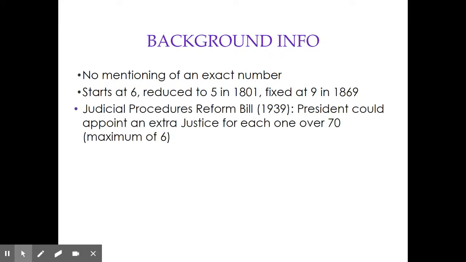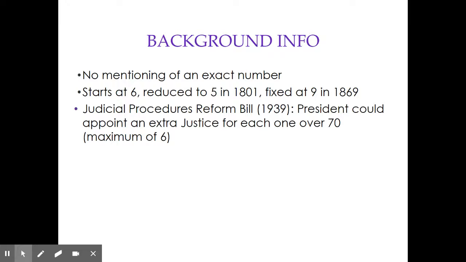But because there is no mentioning of an exact number, this brings up an argument from time to time over presidents and Congresses that would like to adjust this number to suit their own benefits. Probably the most famous example of this occurred in 1939. President Franklin Roosevelt was experiencing some judicial setbacks to some of his programs to pull the country out of the Great Depression. The courts were blocking some of these programs from being put into place.